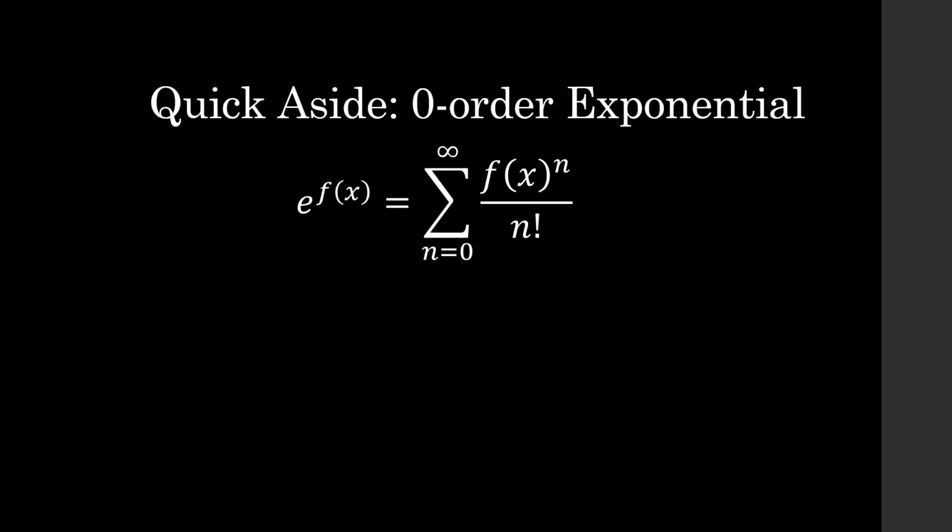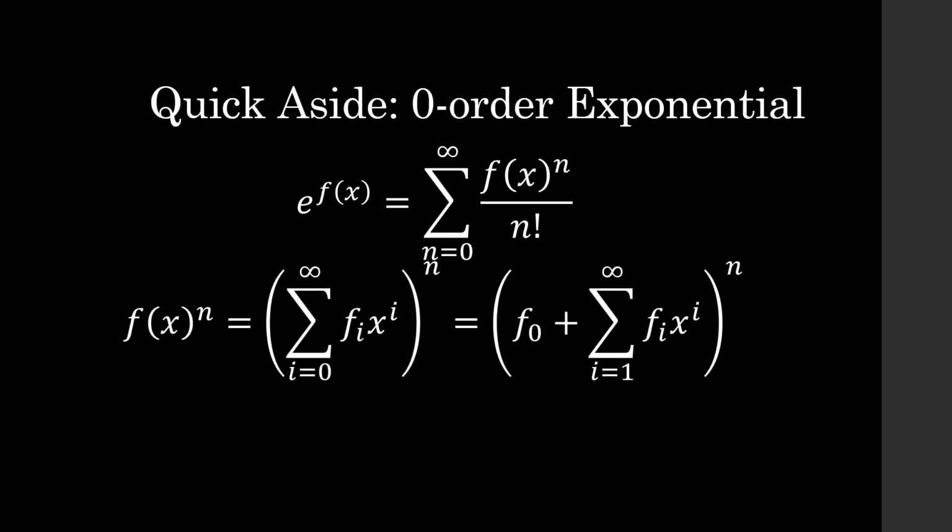As a quick aside, we really do need to evaluate e to the f of x at least a little bit in order to continue with our understanding of what g naught is. But we will only be doing a little bit. As we've already exclaimed, this summation form, this expanded form for e to the f of x, is still a little bit too hard to work with. However, if we work with just zero order, then we can get somewhere. So if we consider the power of f of x to the n, we have the sum to the power of n.